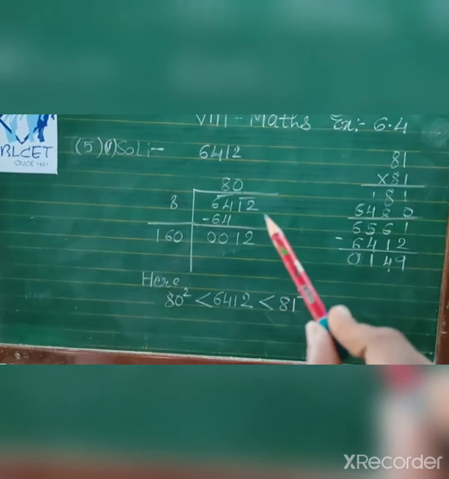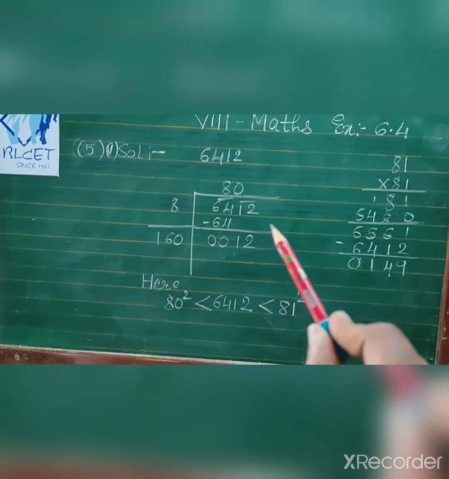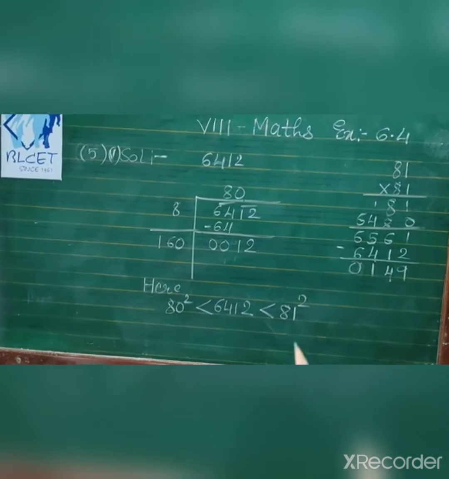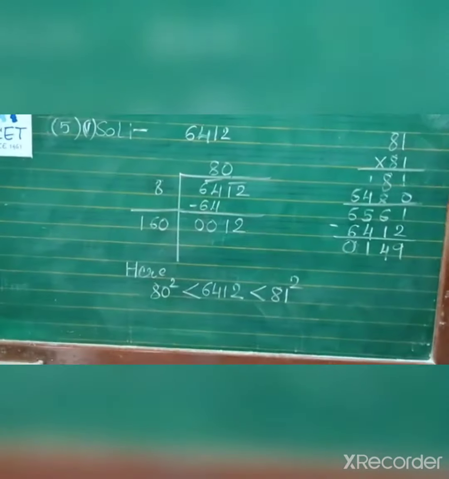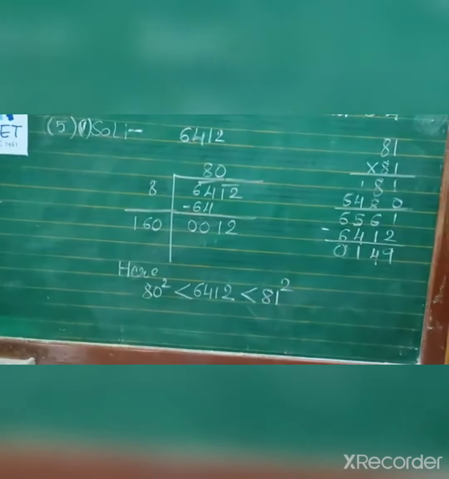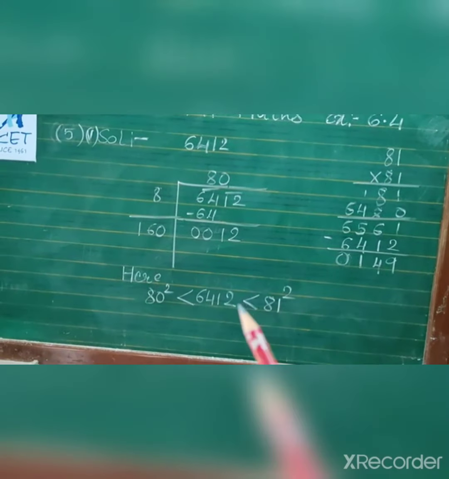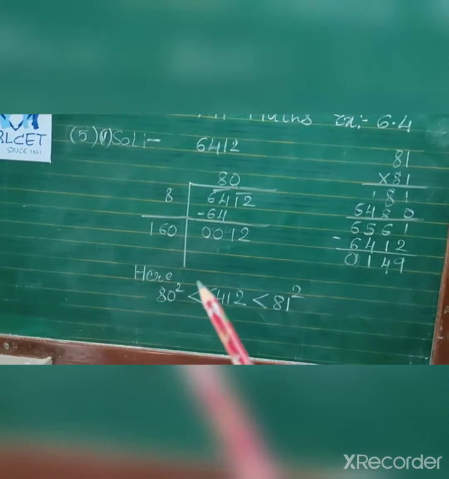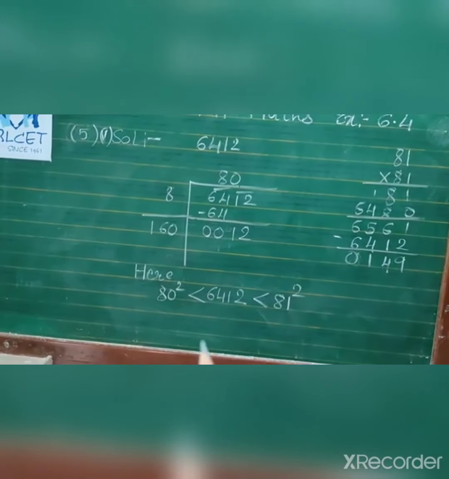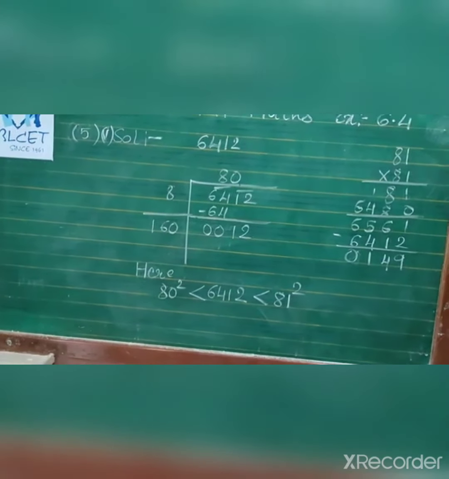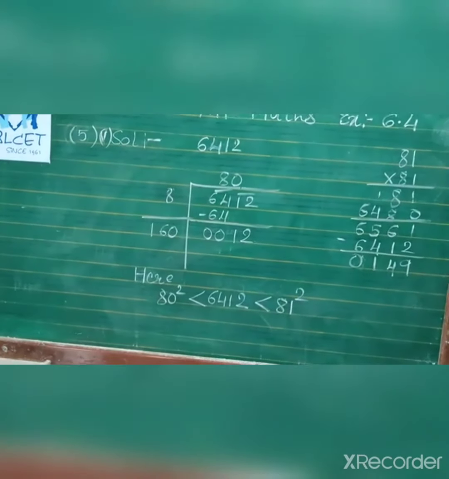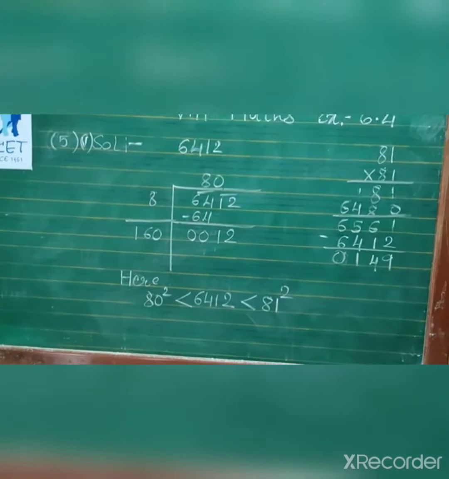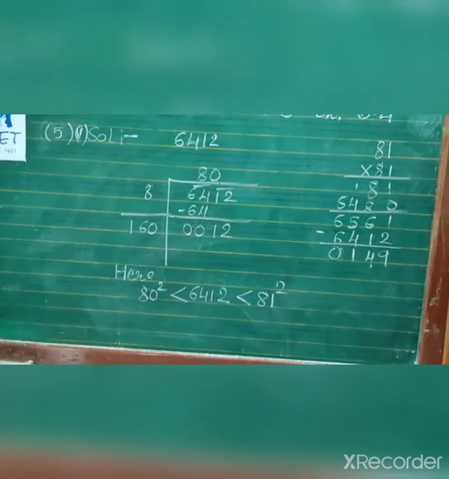Now you have an idea of this process. The square root will be between this and this, but it is not possible because after 80 the number comes 81. Okay, so this number is lying between 80 square and 81 square. So we can proceed. We can't place this number because you would get the subtraction method if you subtract this. But we have to calculate the square root of this number with addition.